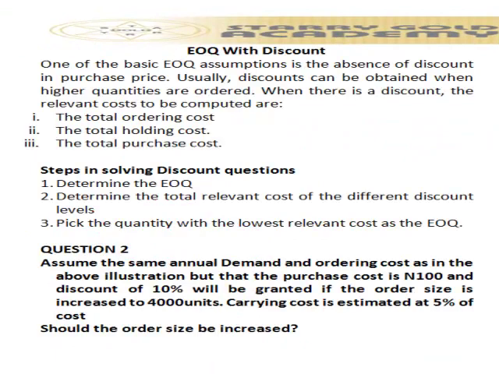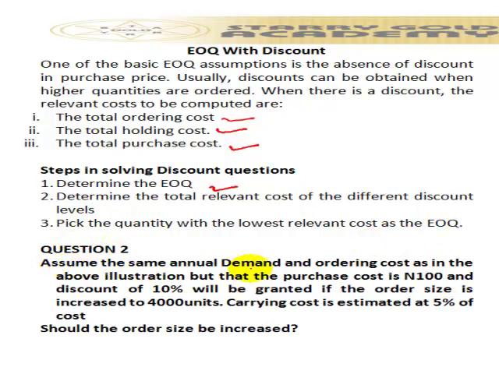Now, moving on, let's say another aspect. We have EOQ with discount. One of the basic assumptions is the absence of discount in purchase price. Usually, discount can be obtained when higher quantities are ordered, and when there is a discount, the relevant costs to be computed are the total ordering cost, total holding cost, and the total purchase price. The steps in solving discount questions are to determine the EOQ, determine the total relevant cost of the different discount levels, then pick the quantity with the lowest relevant cost as the EOQ.